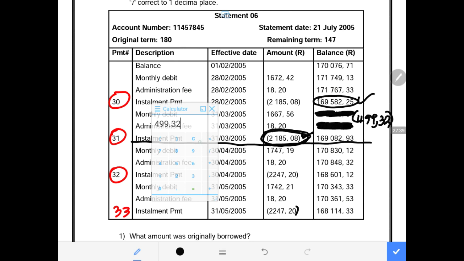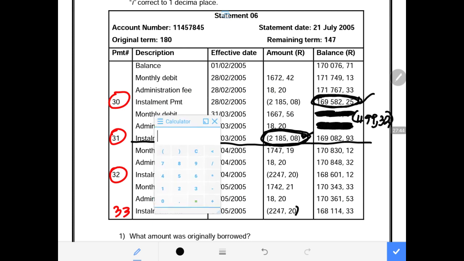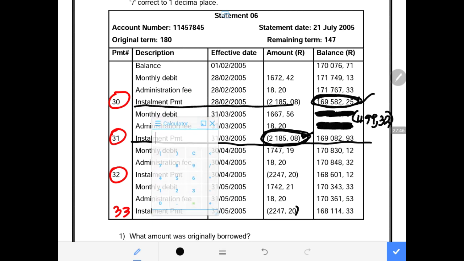Now how do I prove that to you? Let's see the closing balance of February, which is the opening balance of March. It is 169,582.25, and we subtract 499.32, and you'll see exactly how much our loan is decreasing. It's decreasing only by 499, in order for it to get to 169,082.90. I don't know why there's only 90, but it should be 93.